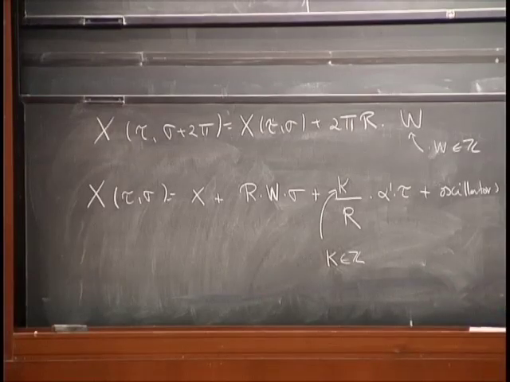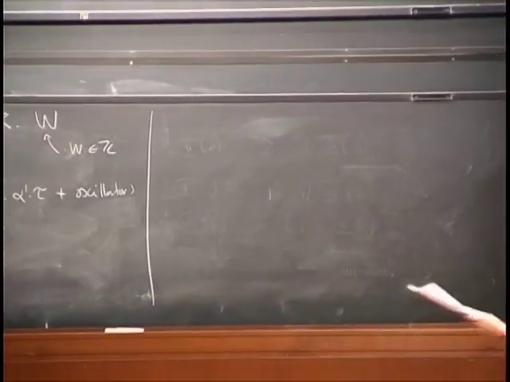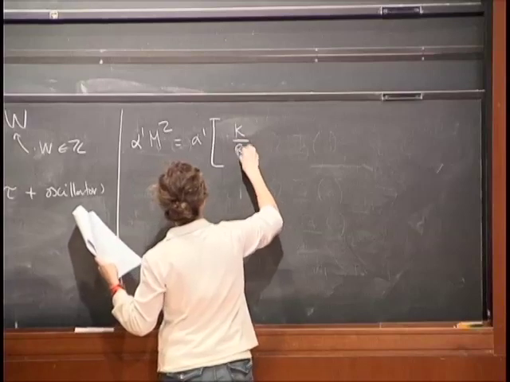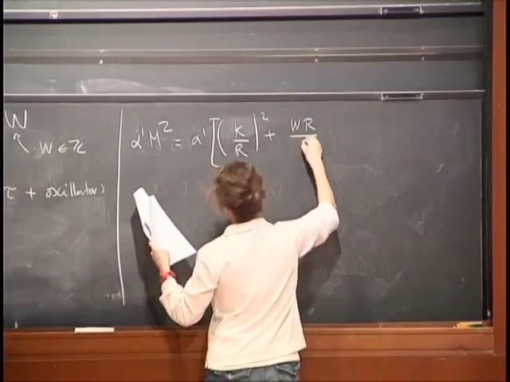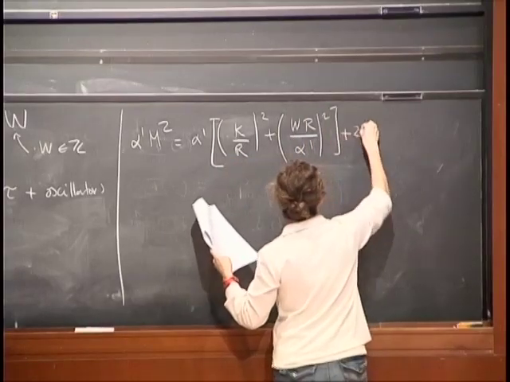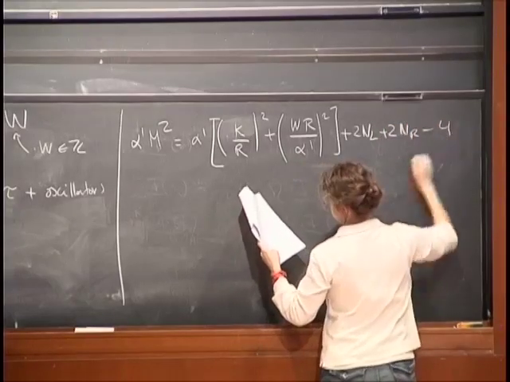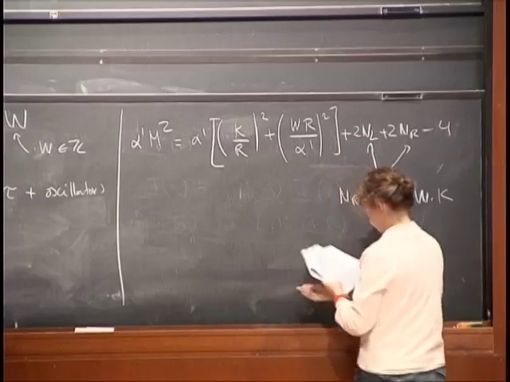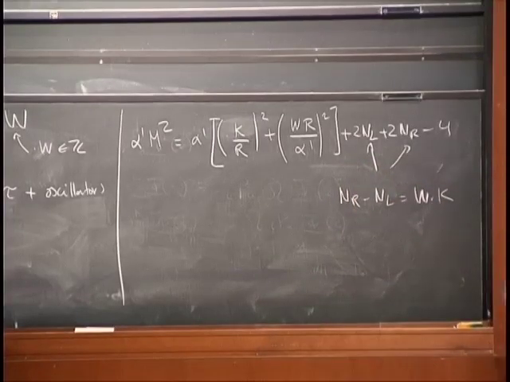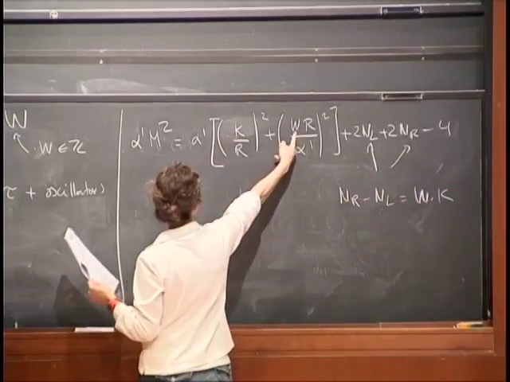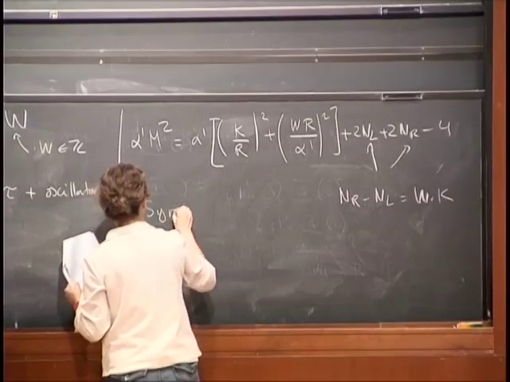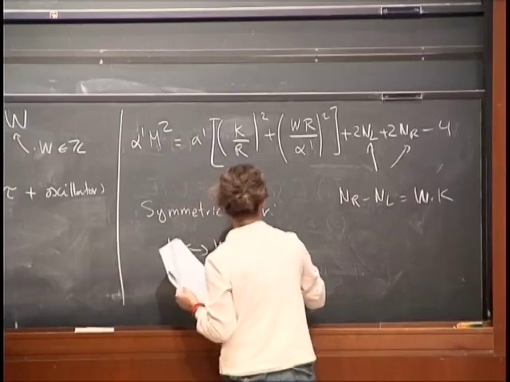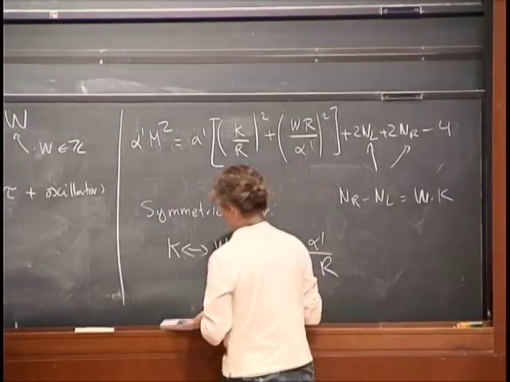A small exercise that you can read about in more detail in the book shows that the mass spectrum for such a string looks in the following way, where N_L and N_R are integers. Now, this spectrum has a symmetry under the interchange of k and w and replacing the radius r with alpha prime divided by r. So that is T-duality.